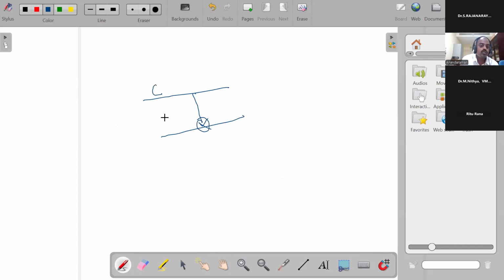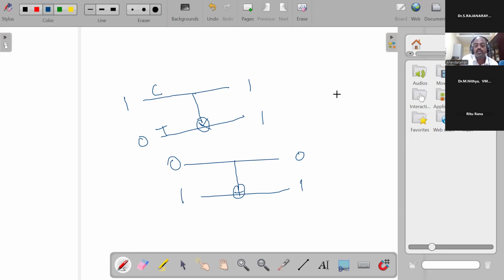Take the control qubit and the target qubit. If it is 1 and 0, control is 1, so the 0 will be negated to 1, and the control 1 will go as it is. Similarly, for 0, 1, the control bit is 0, so no change.